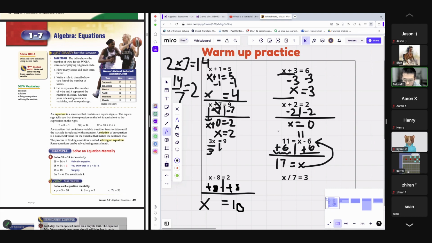So I'm going to draw the upside down t once again. I have 3x divided by 3 on the left side. And then what should I do on the right side? Remember, the reason I draw the upside down t, yes, Sean? What would I have to do on the right side?